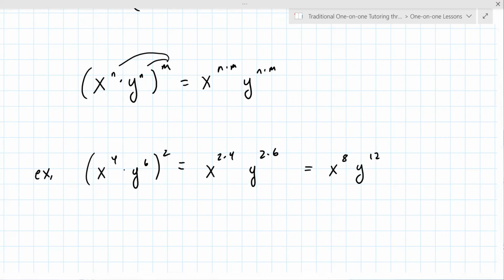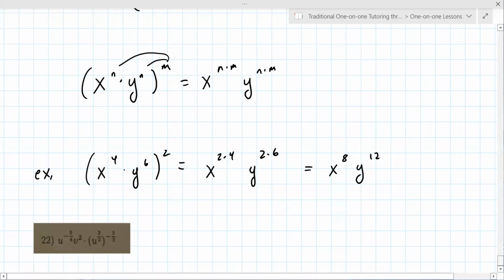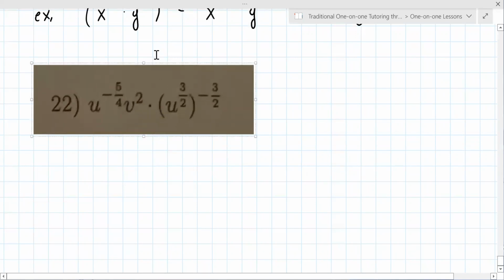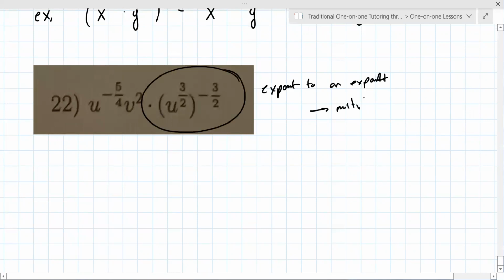So let's look at a few problems here together. I won't ask you to do anything on your own, but we're now coming up with the problems you would see on a test or a quiz. So 22, there's a lot going on here, but we're going to focus our attention on this right-hand part first. Here you have an exponent to an exponent, and this is when you multiply the exponents.